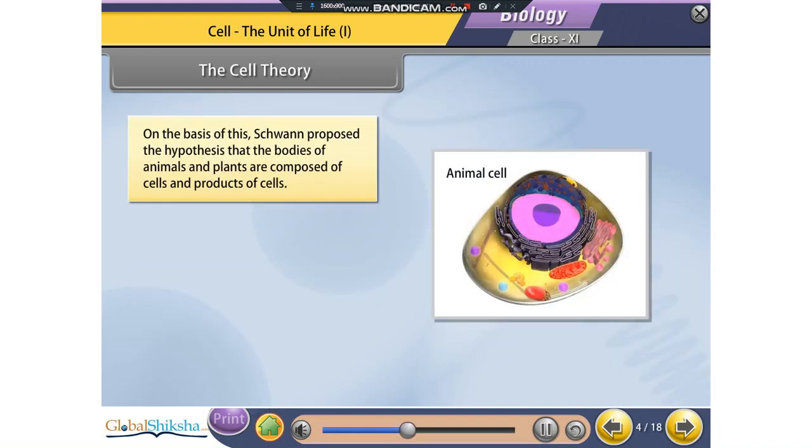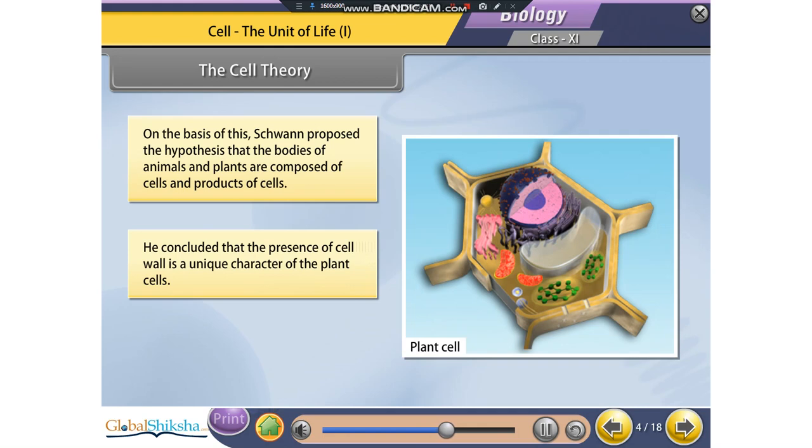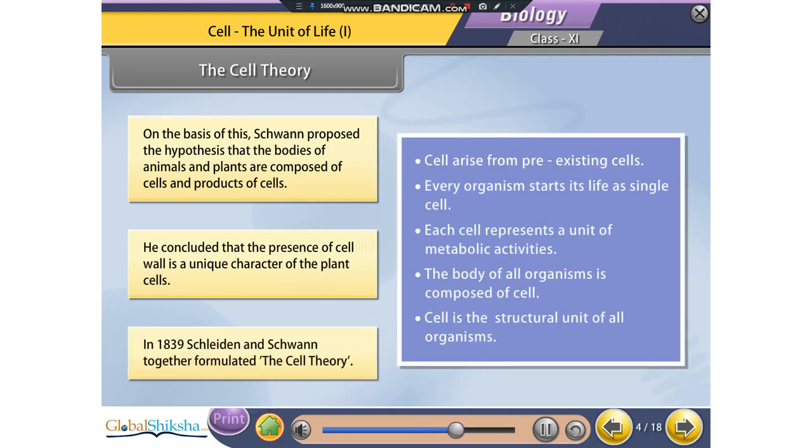On the basis of this, Schwann proposed the hypothesis that the bodies of animals and plants are composed of cells and products of cells. He concluded that the presence of a cell wall is a unique character of plant cells. In 1839, Schleiden and Schwann together formulated the cell theory.